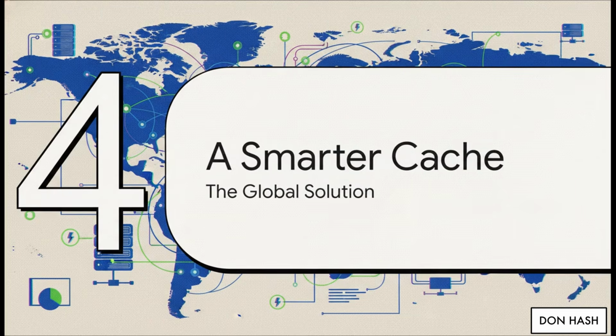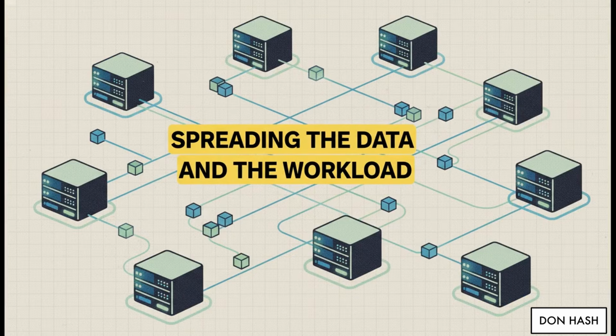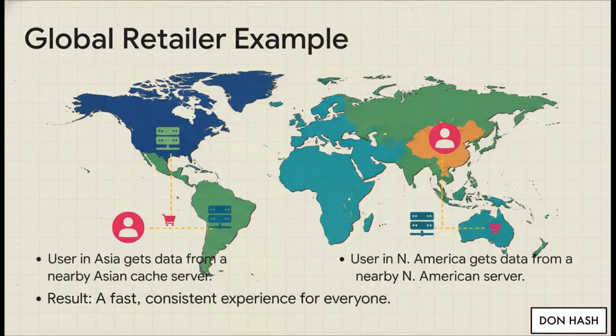Okay, so how do we fix this mess? Let's get to the really elegant solution. The solution that basically powers the entire modern internet. Instead of making one server do all the work, you get a whole team of servers to work together. That's the heart of distributed caching. You're just spreading out the data and the workload across a huge network of computers.